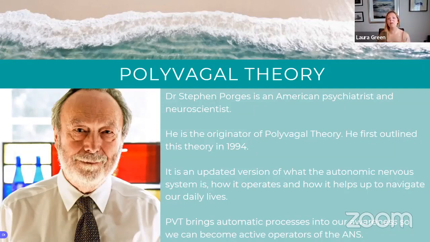But more than that, how it shapes our daily lives, which explains why two people can go into the same situation and have totally different experiences of that situation based on what is happening within their nervous system. Polyvagal theory brings automatic processes into our awareness so that we can become active operators of our autonomic nervous system. So let's just think, what does that mean?